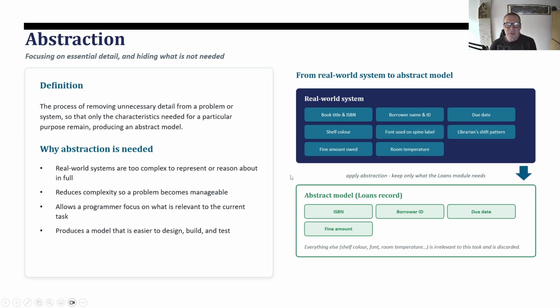So if you were asked to abstract a particular scenario, you look for things that are essential to the purpose given and remove those things that aren't essential for that purpose.